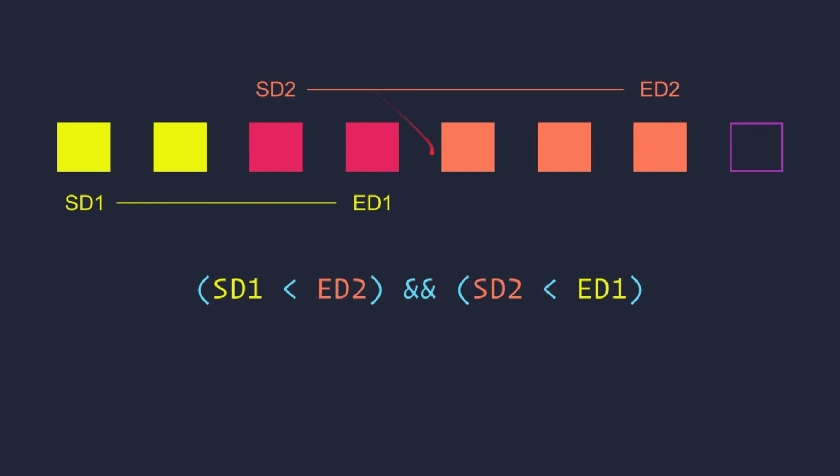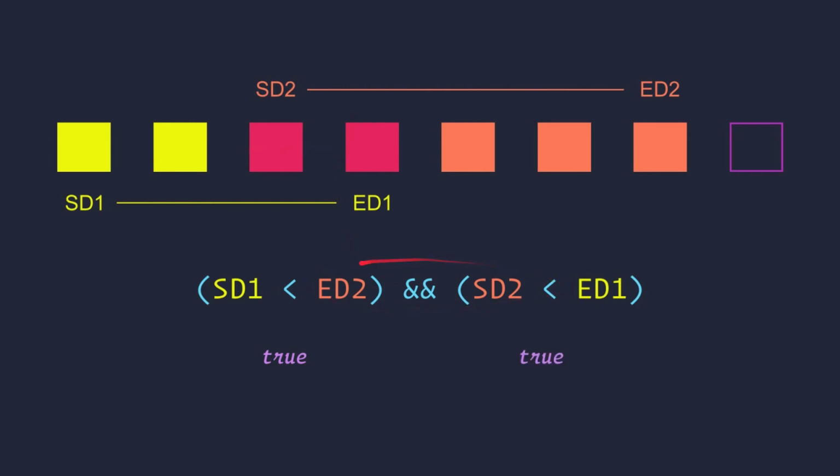So let's try to implement our formula in this example. Start date 1 is less than end date 2. Start date 1, end date 2. This is true, right? Start date 2 is less than end date 1. So this is start date 2. This is obviously less than end date 1. So this is also true.